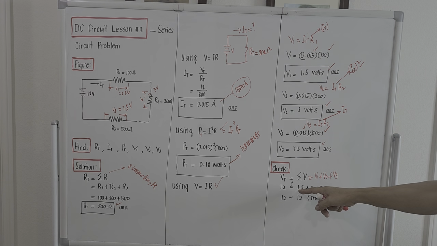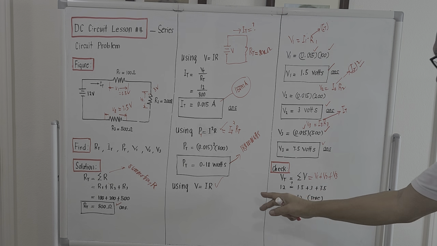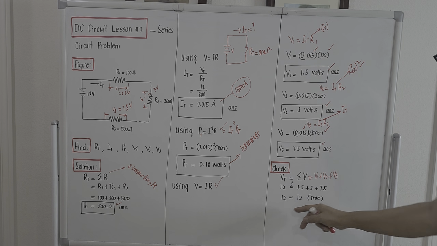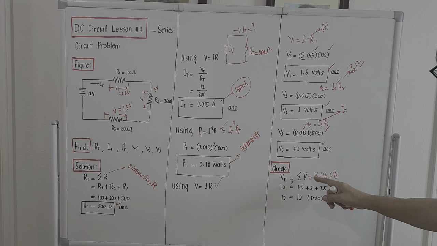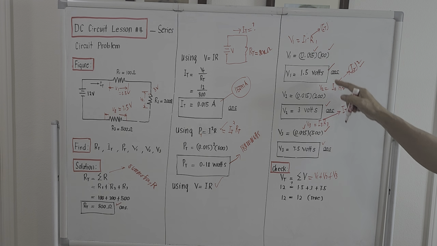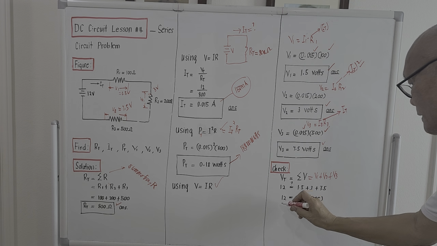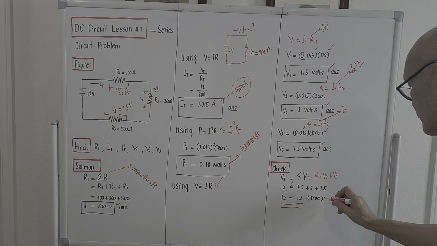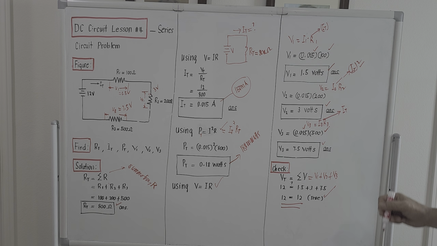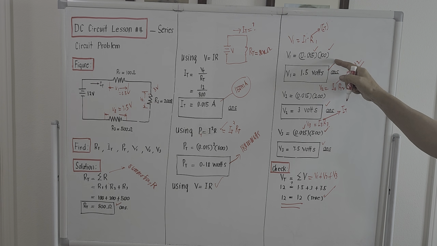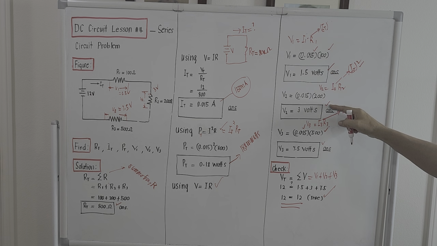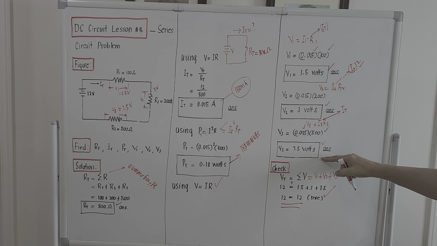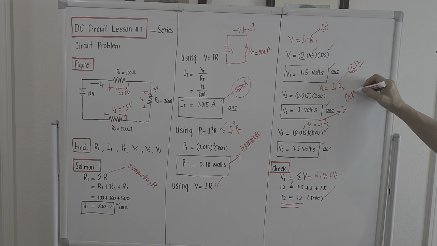So this is 1.5 plus 3 plus 7.5. The left hand side is 12. The total applied voltage is 12. And the summation of 1.5 plus 3 is 4.5 plus 7.5, that's 12. So what comes out, if we try to check the validity of the answers V1, V2, and V3, is 12 is equal to 12. It is true. So our answers, V1 equal to 1.5, V2 is 3, and V sub 3 is 7.5, are actually correct.